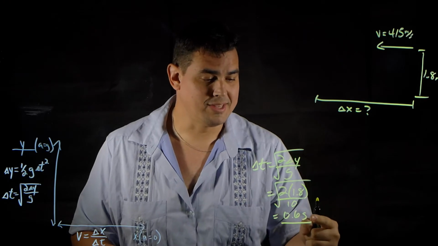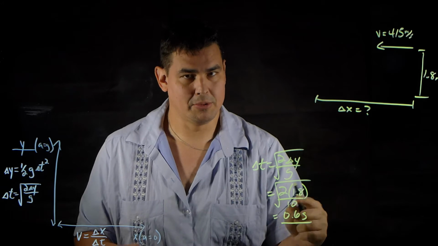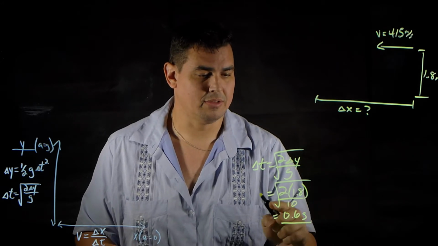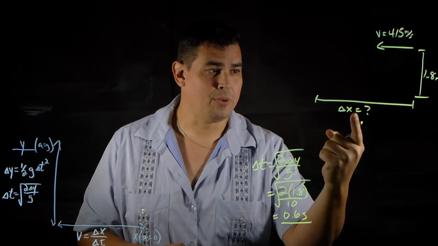So I get 0.6 seconds for my time, right? So 2 times 1.8 was the height, divided by, I'm using 10 for g instead of 9.8. The square root of that gives me 0.6 seconds. So now I have the time. I want to know the distance.